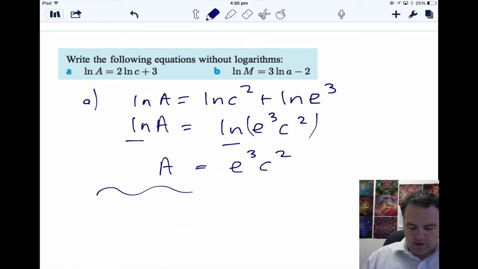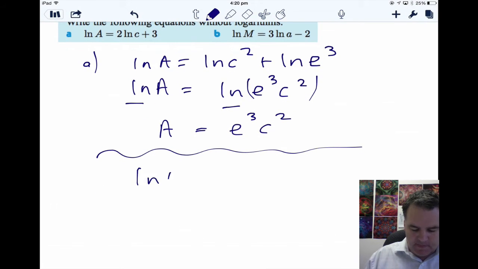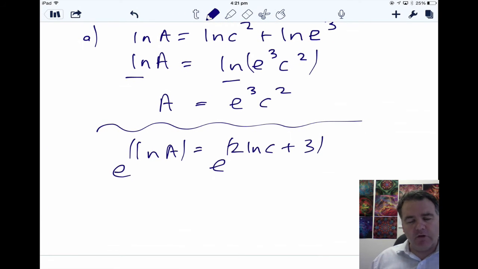I just want to do it a different way. Starting from my first step, ln a is 2 ln c plus 3. I'm going to go e to the power of both sides. So my first step looks like that. Okay, I can do that. I'm doing the same thing to both sides. That's cool. e to the power of ln a is just a.